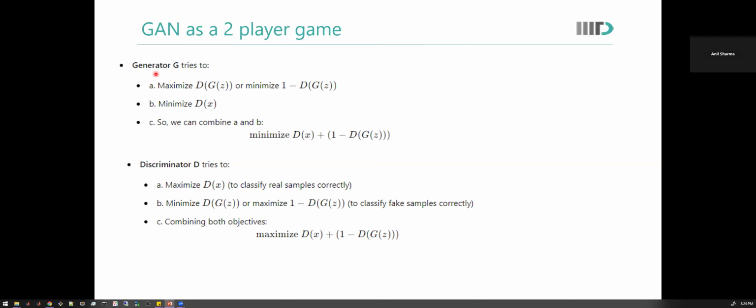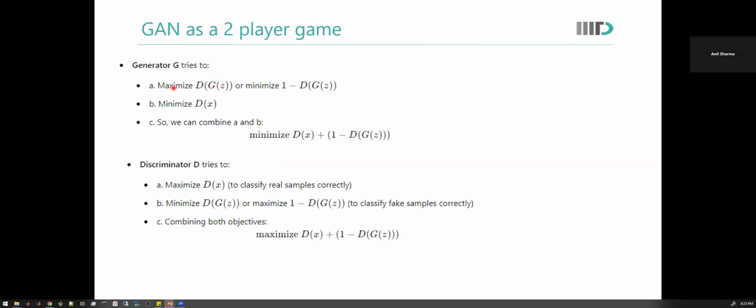Now the generator tries to maximize the probability that the output of the discriminator is very high, which means it should look very real when the input given is G of z. This D of G of z is the probability of whether it is real or fake. The higher the value, the closer it is to 1, so it is close to real. When it is close to 0, it is fake data. So maximizing D of G of z means we maximize the probability that the input given to the discriminator is very close to the real data, and the input here is G of z.